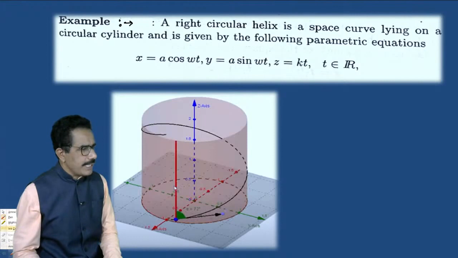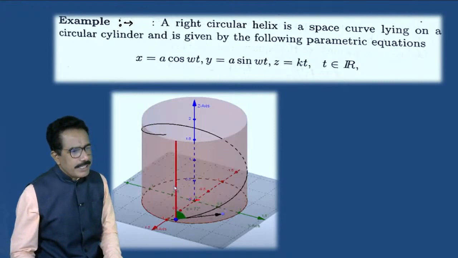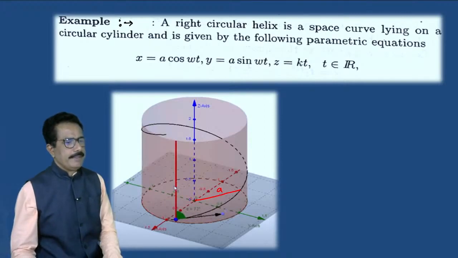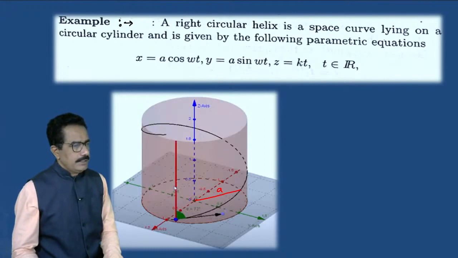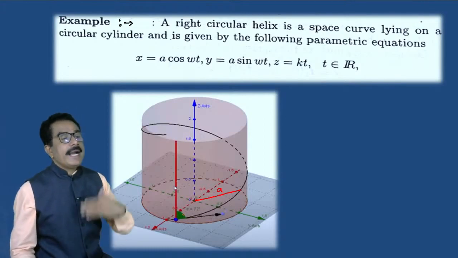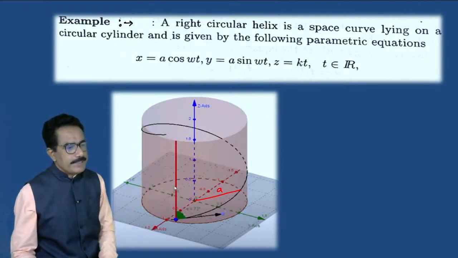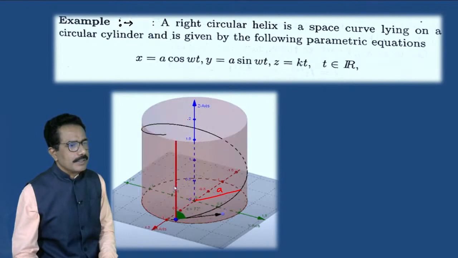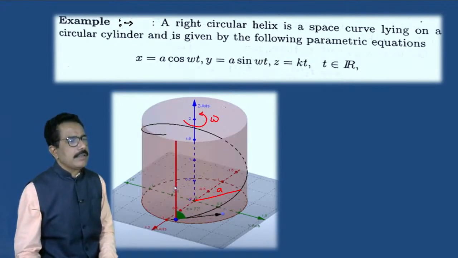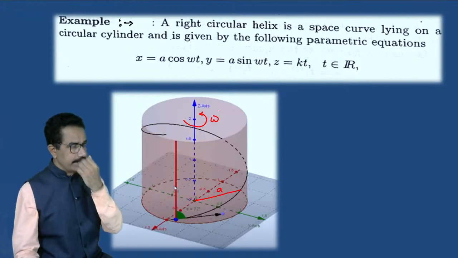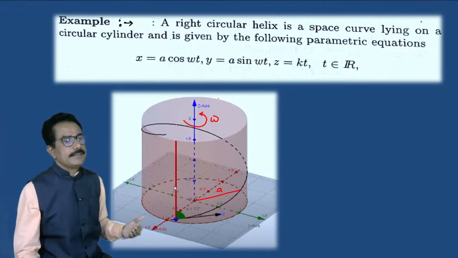You can draw this diagram also. a means the radius, this length, this is called a. Omega means the angular rate of change, the angular velocity. See, this is omega. It is also called angular speed, and t means the parameter.